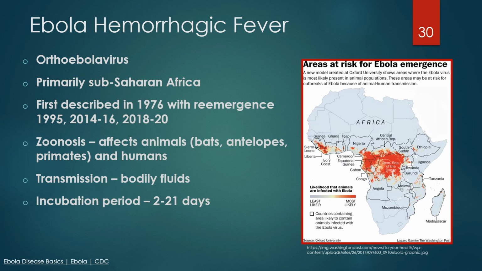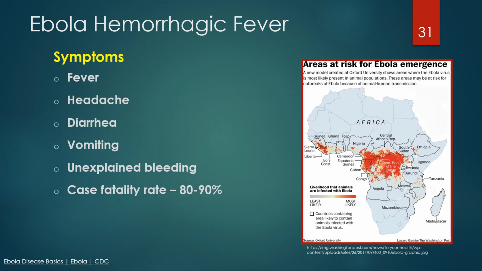Ebola is transmitted through contact with the body fluids of an infected sick or dead person, and rarely through contact with an infected animal, for example, bat, antelope, or primate. The incubation period is 2 to 21 days. Symptoms include sudden onset of fever, headache, diarrhea, vomiting, and unexplained bleeding. The case fatality rate may be as high as 80 to 90%.